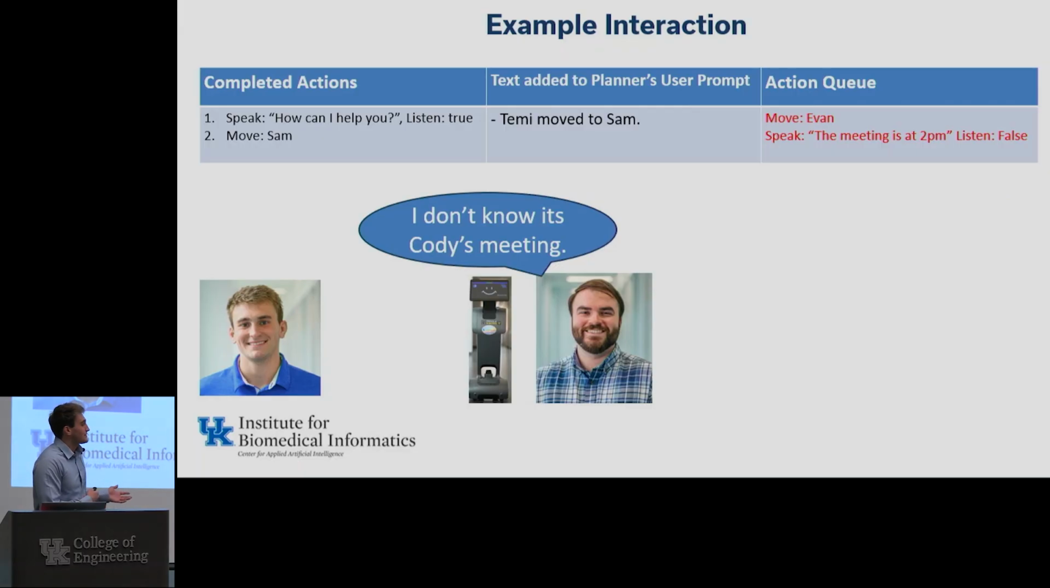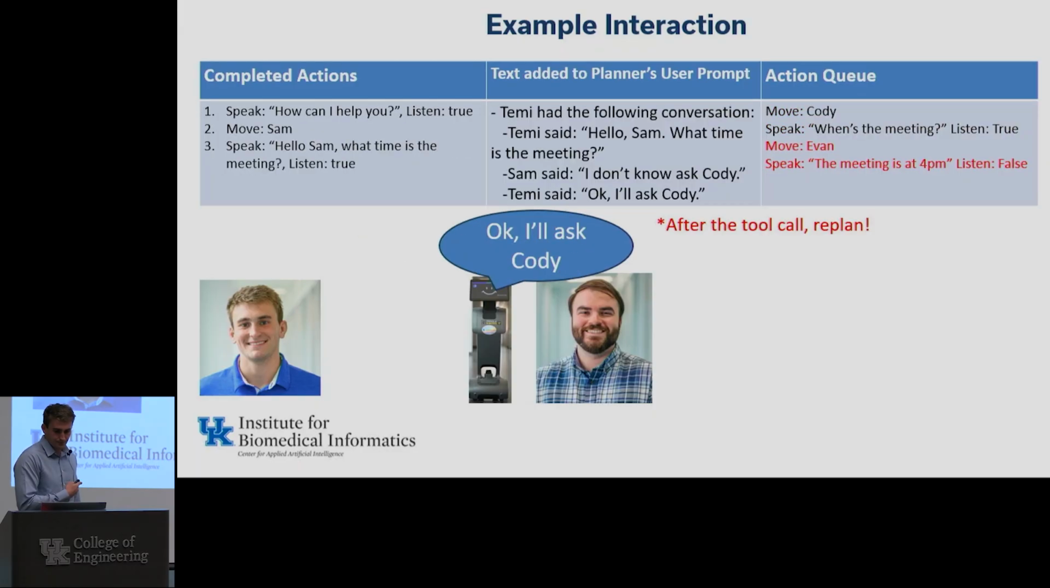Sam says, I don't know, it's Cody's meeting. So this is an ambiguous response. He didn't give a direct command to go to Cody's office and ask him, but the talker is able to recognize that the conversation that was started has naturally ended. Temi asked a question, Temi got its answer, so now it's going to call the conversation over tool and say, okay, I'll ask Cody, and then we'll feed that whole history to the planner.